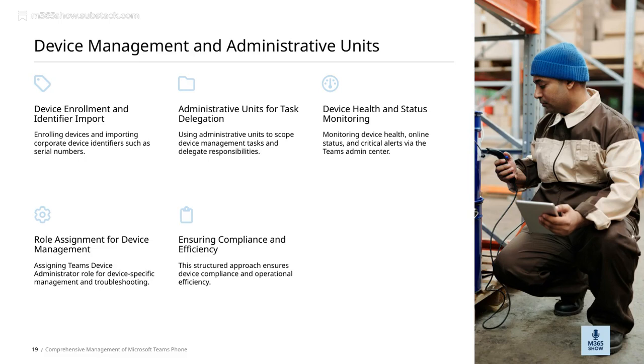We also leverage administrative units to scope device management tasks. This means we can delegate responsibilities effectively, ensuring the right teams handle the right devices, especially in large or complex organizations. Finally, device enrollment and importing corporate device identifiers, like serial numbers, are essential for keeping track of assets and ensuring proper management. This step helps us maintain an organized inventory and supports compliance efforts.